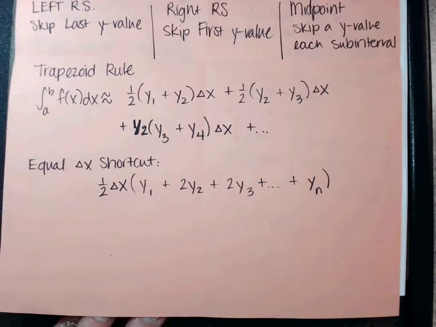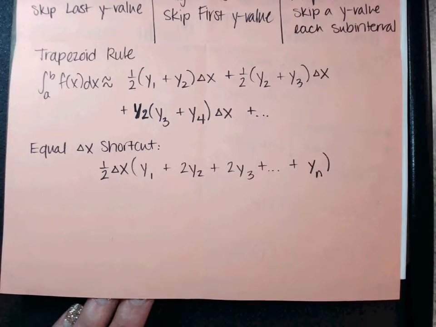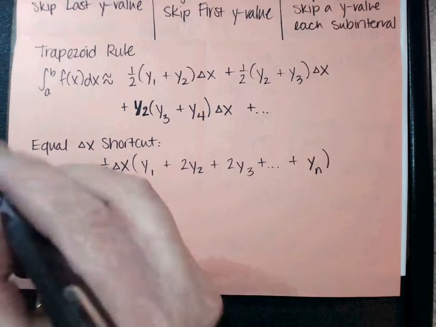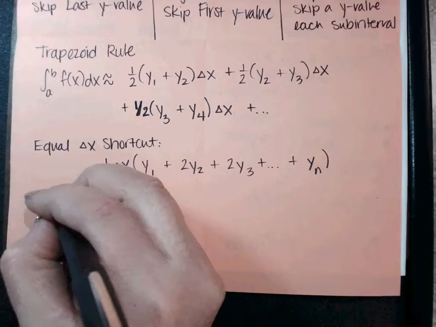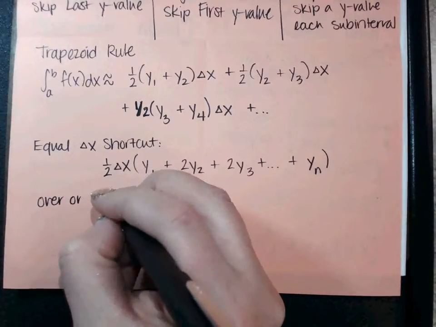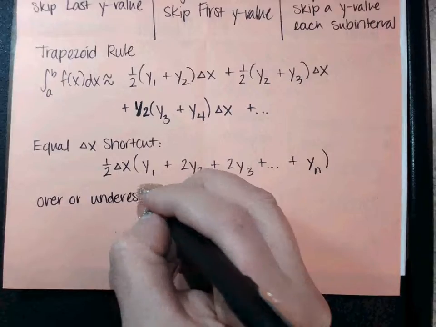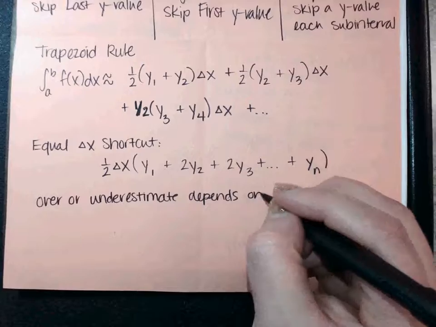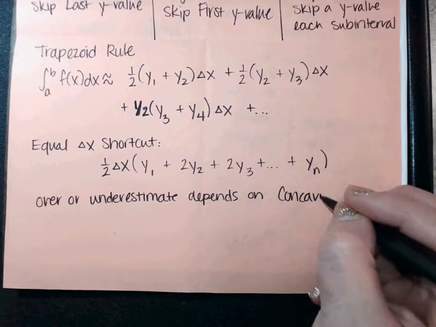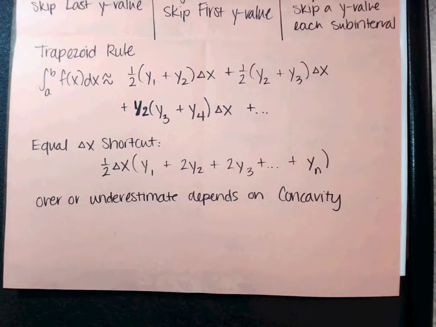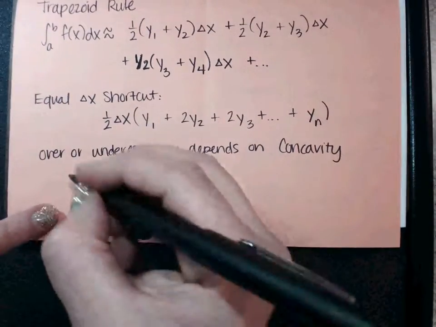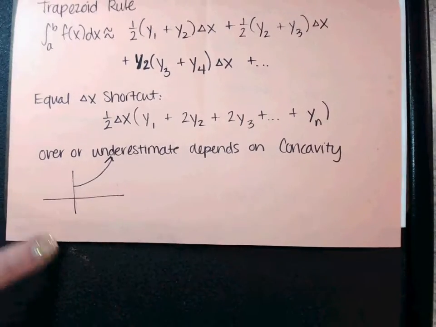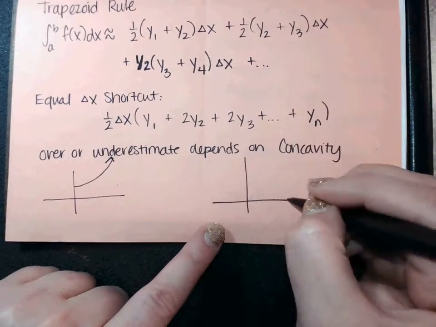Now, if you want to know if a trapezoid is an over or an underestimate, okay, remember that it depends on concavity. So over or under estimate depends on concavity. So I want you to draw a concave up graph on this side. Okay, I'm just going to draw it like that. And then I'm going to draw a concave down graph on this side.